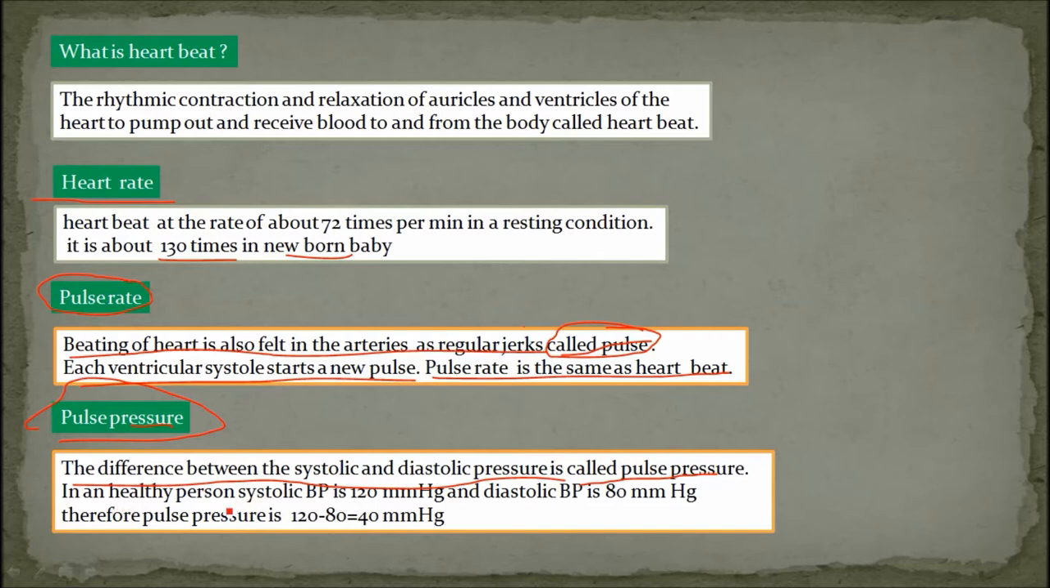Clear? The systolic BP is measured as 120 mmHg according to the mercury level, and the diastolic blood pressure is 80 mmHg. Therefore, the pulse pressure is the difference: 120, the systole, minus 80, the diastole, that is 40 mmHg, 40 millimeters of mercury. This difference between the systolic and the diastolic pressure is called the pulse pressure. In a healthy person, the systolic BP is normally 120 mmHg and the diastolic BP is 80 mmHg. Is it clear for everyone?